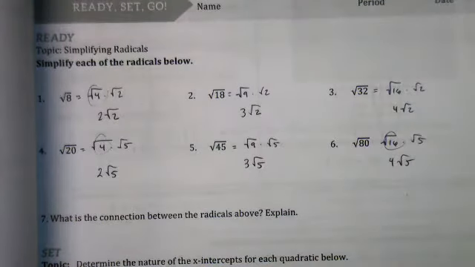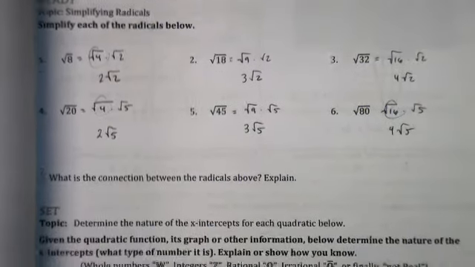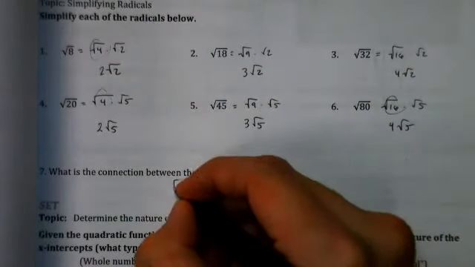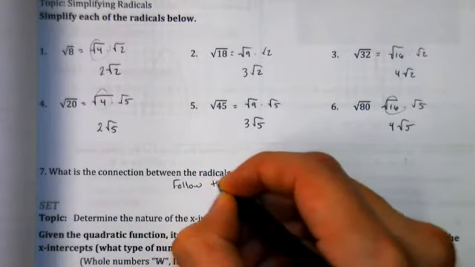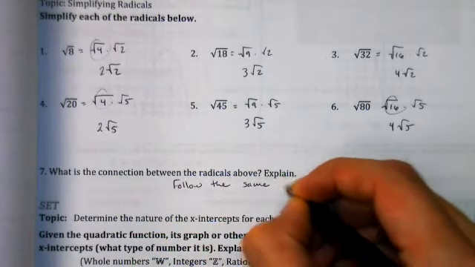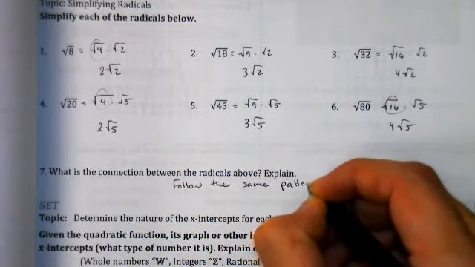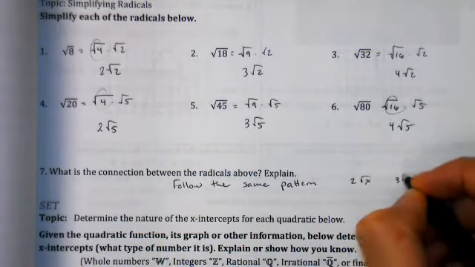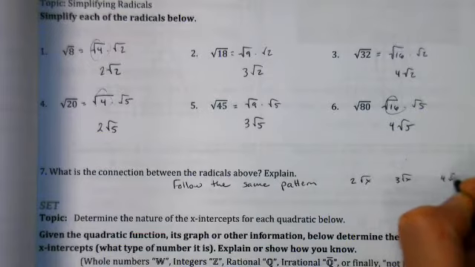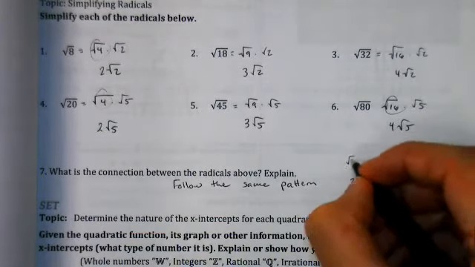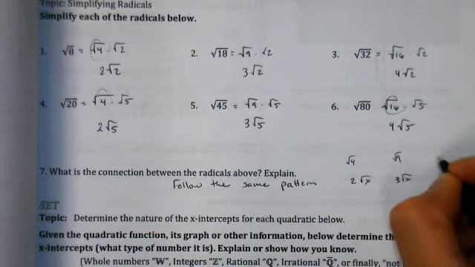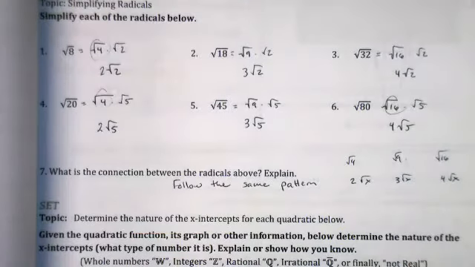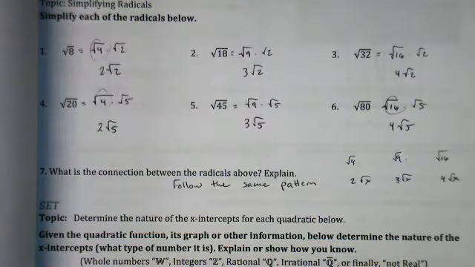What is the connection between the radicals above? They all follow the same pattern. It's 2 root something, 3 root something, 4 root something. This one had the square root of 4. This one always had the square root of 9. This one always had the square root of 16. Okay.